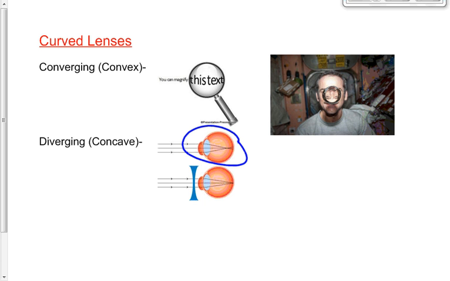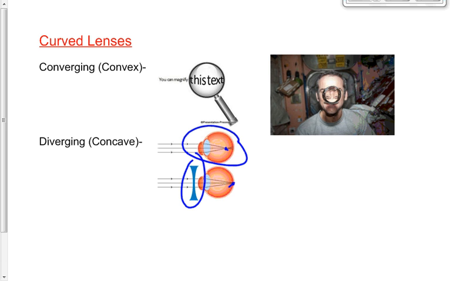The rays of light are converging in front of my retina. So what do I have to do? Well, I want them to converge a little bit further back. I've got to cause those rays to spread out a little bit before they hit my eye, so that they converge a little bit further back, right on my retina. So I put a diverging lens in front of it.